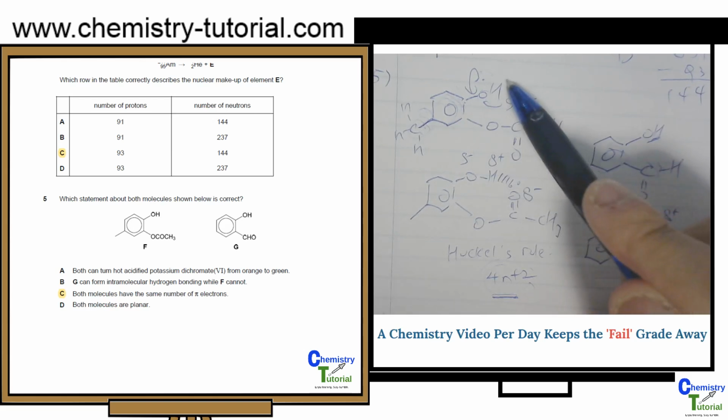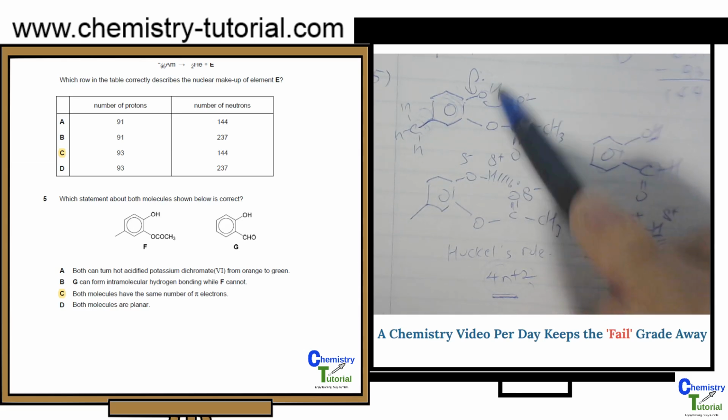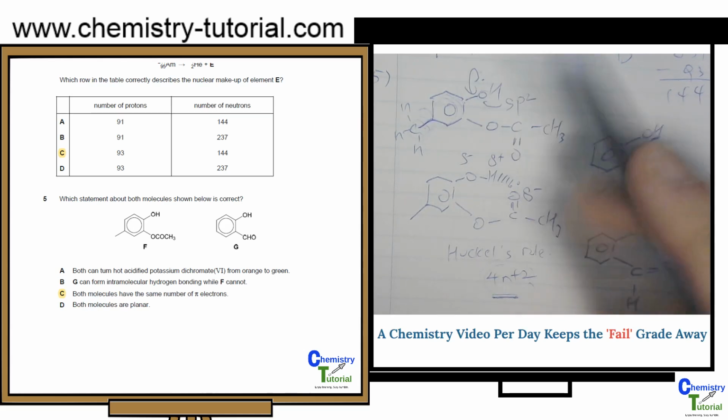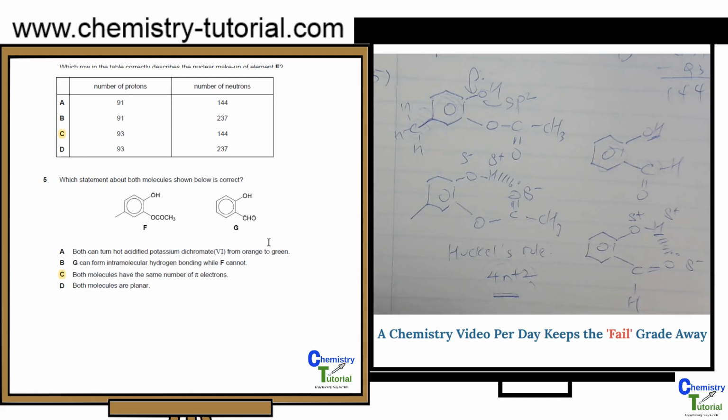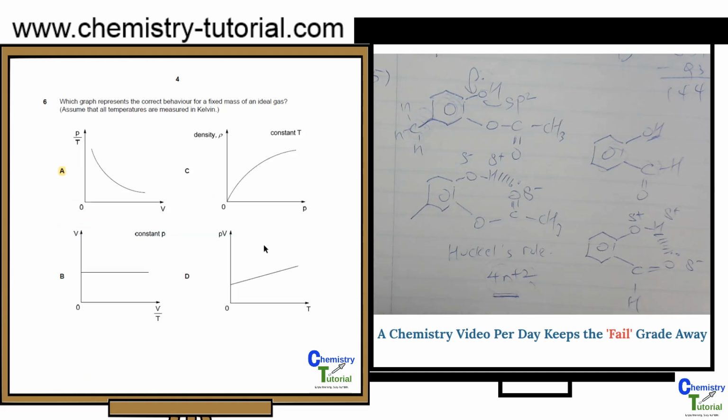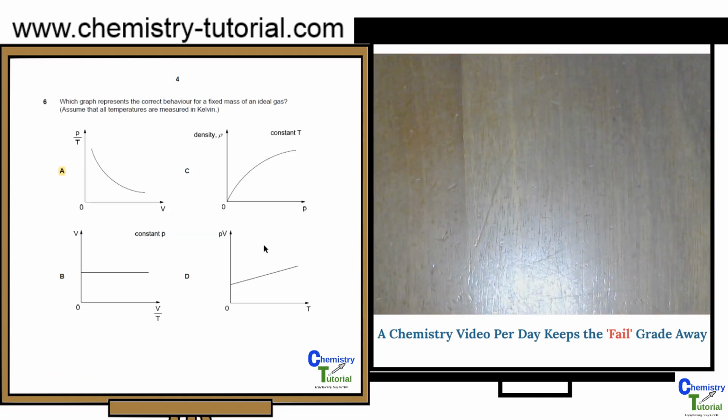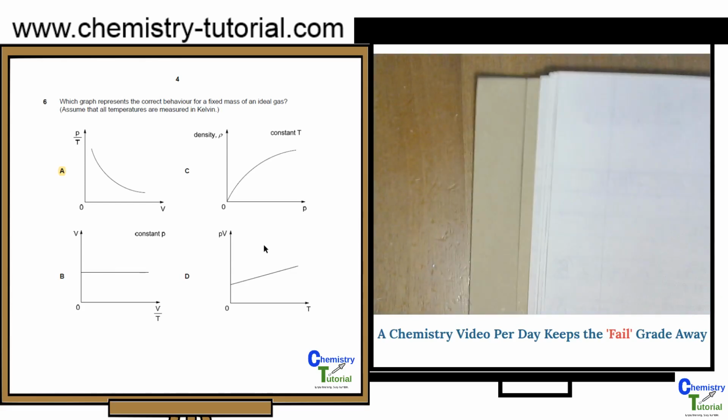So we are not going to include the pi electrons from the OH. Therefore, this is still aromatic. But I've already sidetracked quite a bit. So both molecules should have 8 pi electrons. Now, let's look at question 6. Question 6 itself, we need to use PV equals nRT, the ideal gas equation.